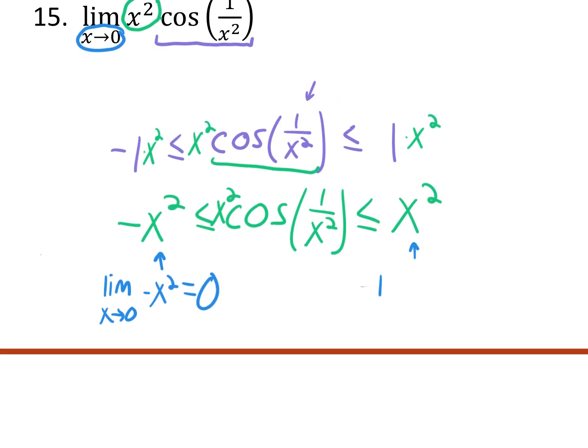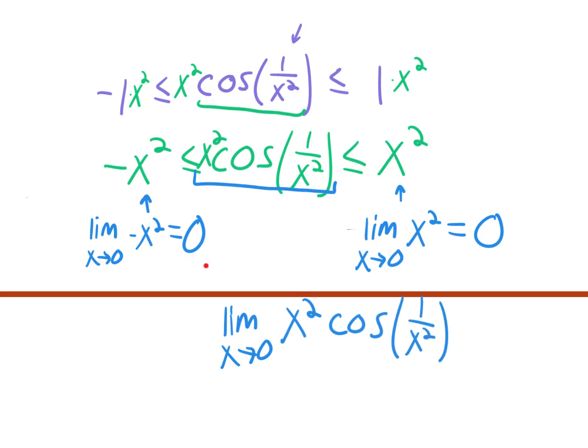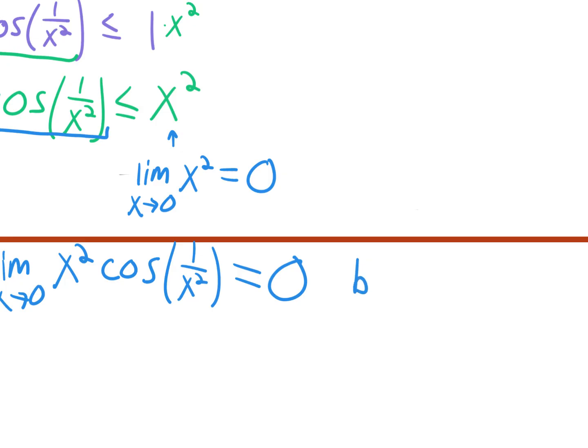What about this one? If I did the limit as x approaches 0 of just regular x squared, that is also 0. Do we see that this function now, if we take that limit, so the limit as x approaches 0 of x squared times cosine of 1 over x squared, is between this number, 0, and this number, 0? So if it's between 0 and 0, what do you think this limit is? 0. So this limit equals 0, and we're going to say by squeeze theorem.